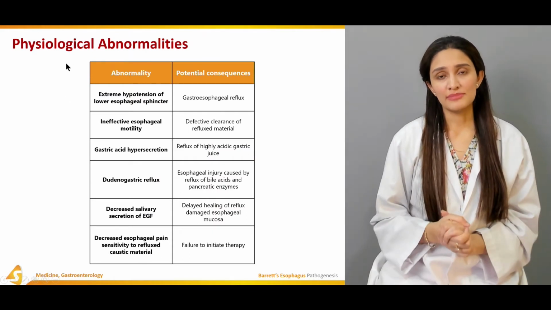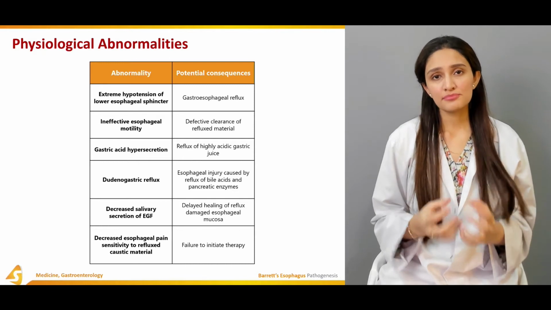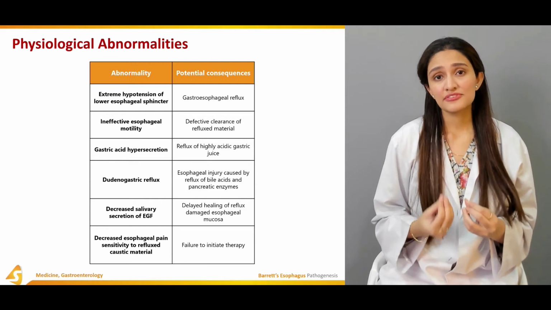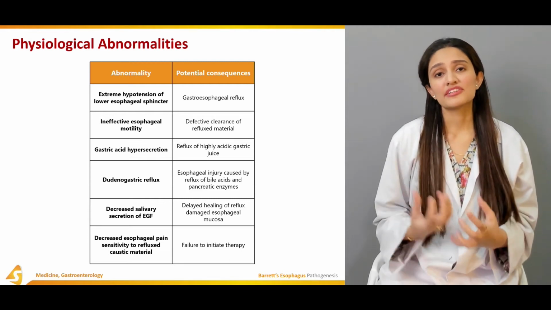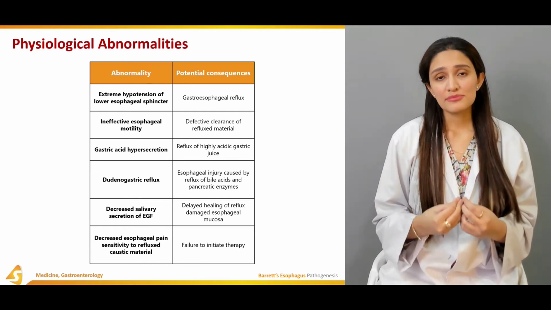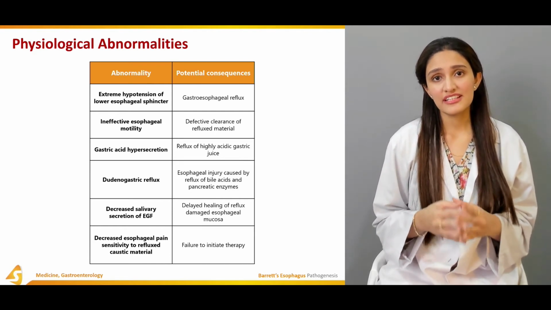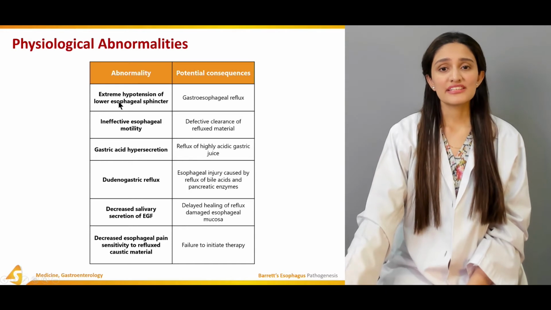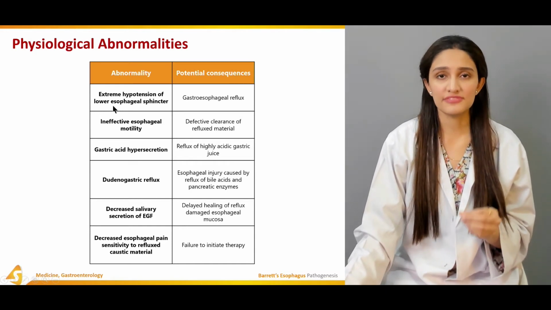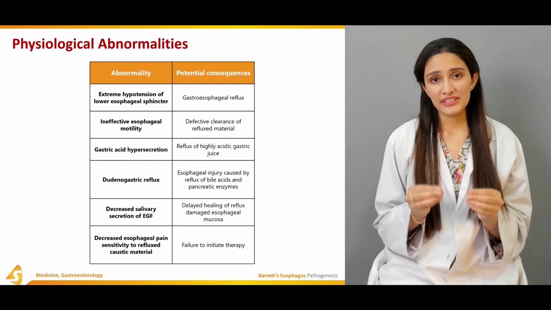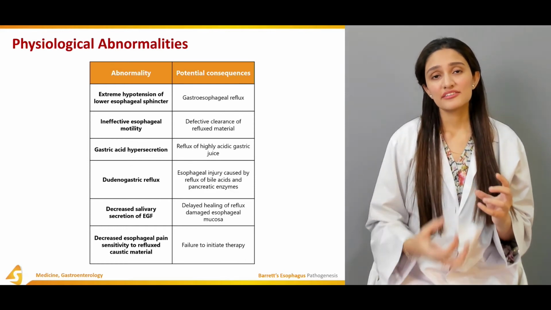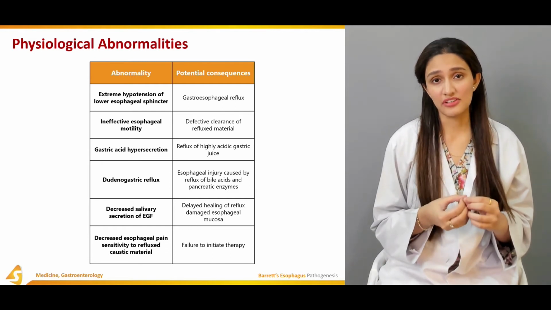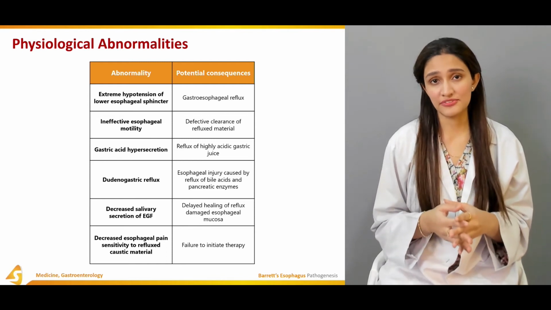So, the physiological abnormalities. The esophagus is very prone to any sort of reflux injury, and the increase in gastroesophageal reflux disease causes Barrett's esophagus ultimately. There are different types of abnormalities that occur within the esophagus that cause these potential consequences. The first that we'd be studying is the extreme hypotension of the lower esophageal sphincter. When the lower esophageal sphincter relaxes, it causes the reflux of the gastric contents back into the esophagus. So this causes gastroesophageal reflux disease.